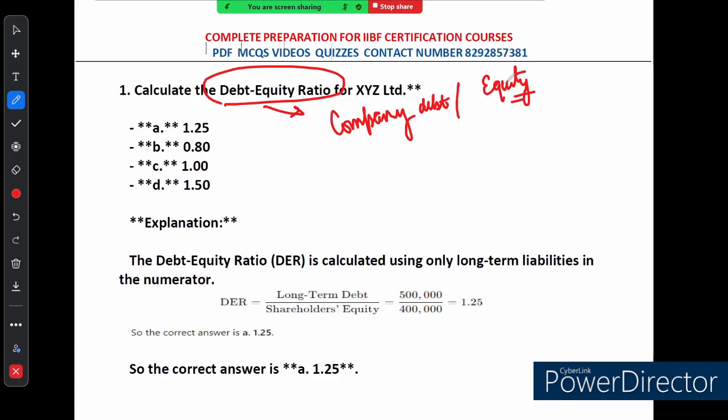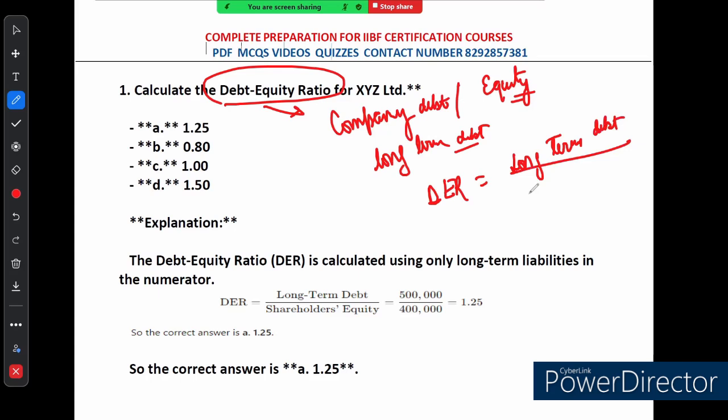Now to calculate this ratio, we've only considered long-term debt. So we are not including current liability in our calculation, just the long-term debt. This is very important. We are including only long-term debt. So we will modify our formula like this. DER is equal to long-term debt. Earlier I wrote debt, but now I am writing long-term debt divided by shareholders equity.